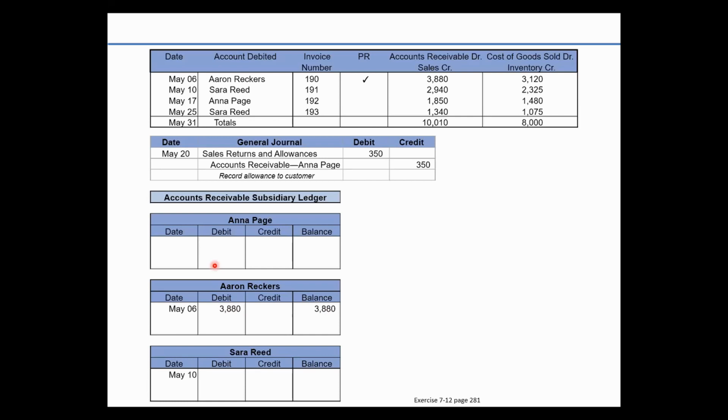And then the next one is Sarah Reed. We'll put a check here that we've posted it, which verifies that we've posted the first section of this into the accounts receivable. And then on May the 10th for Sarah Reed, we'll debit $2,940. Then we'll place a check. And then on May the 17th, we will post a debit in the amount of $1,850 to Anna Page.